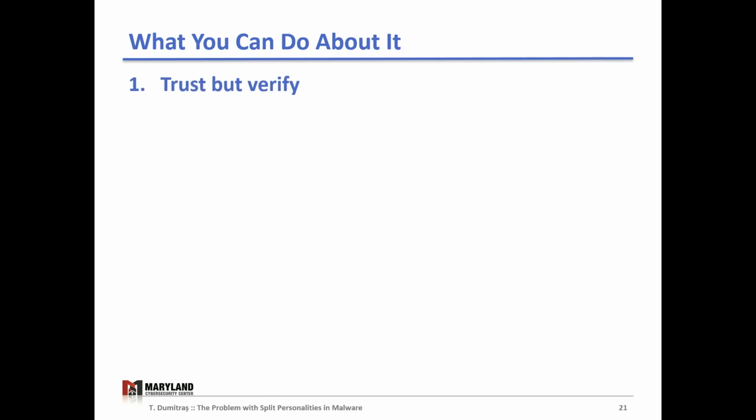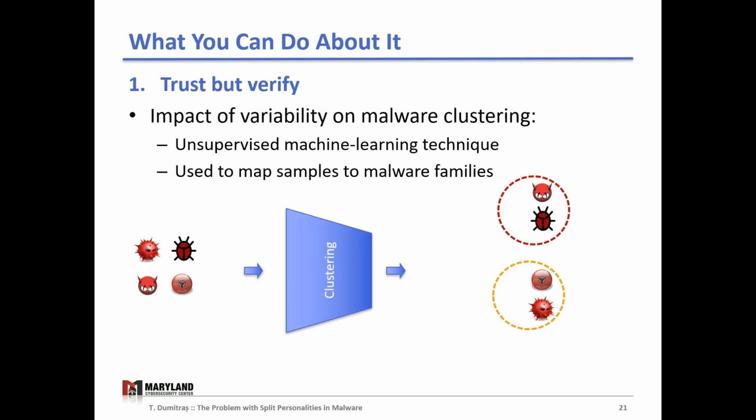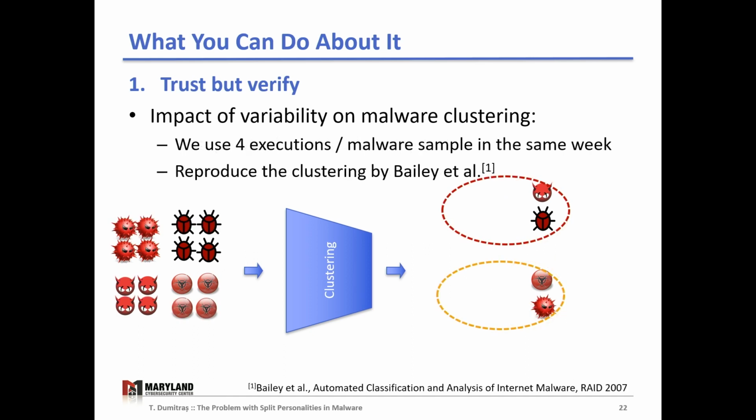To illustrate this, we conducted an experiment with a malware clustering technique with the aim of understanding the impact of this behavior variability on malware clustering. Now, clustering is an unsupervised machine learning technique, and the goal here is to identify which samples are similar enough that they likely belong to the same family. Usually, the way this is done is a bunch of traces for different samples are provided to the clustering tool, and different clusters are produced that indicate different families of malware. Now, all the papers that I've read on this topic used only one trace per sample. So we decided to use 4 traces per sample just because we could.